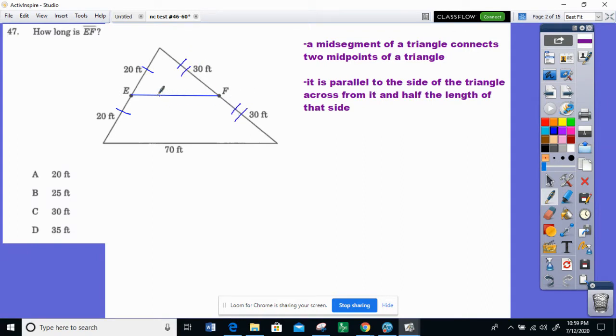So if we know that segment EF is a midsegment, we know that it is parallel to the side of the triangle across from it, the 70-foot side. And also the length of segment EF is half the length of the side that's across from it, so half of 70 feet gives us 35 feet, which is why the answer is D.